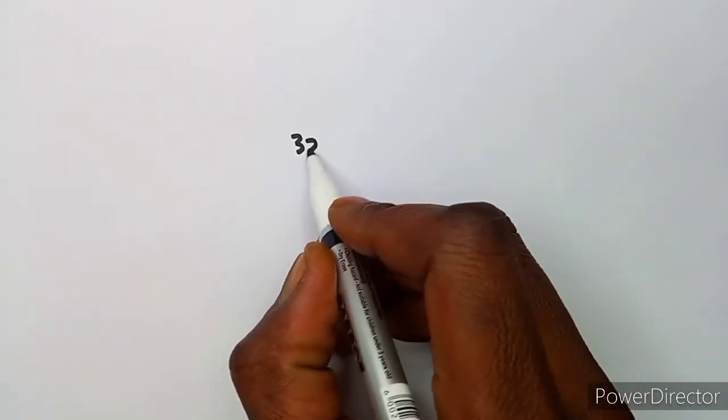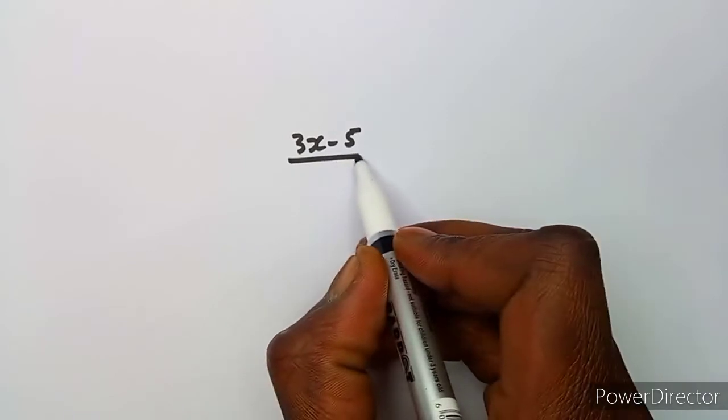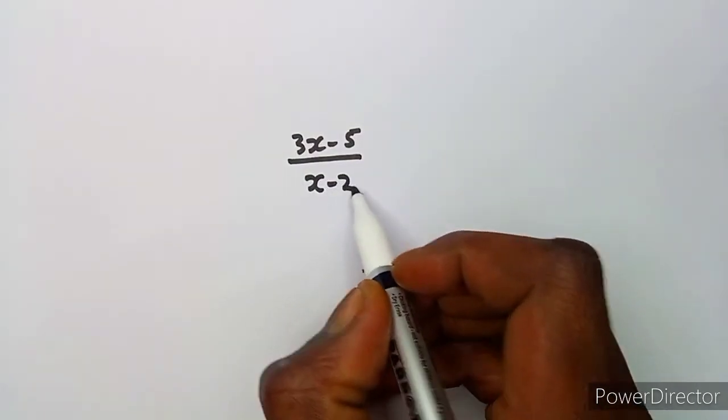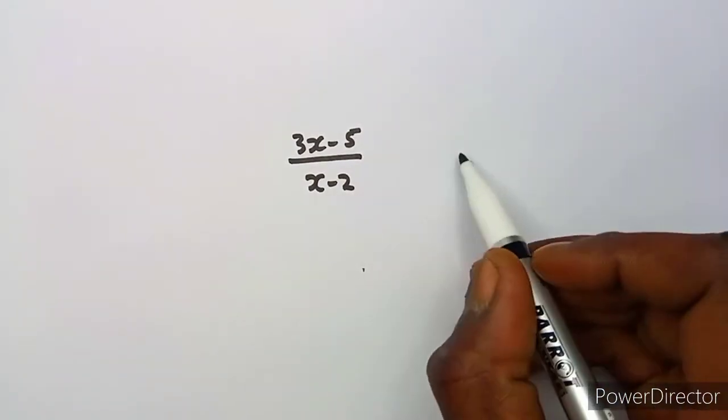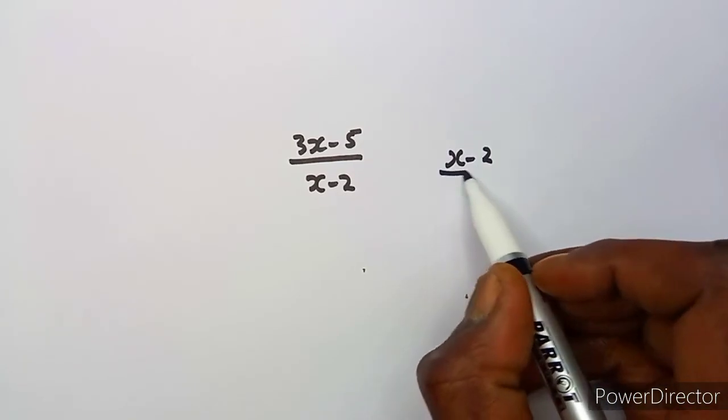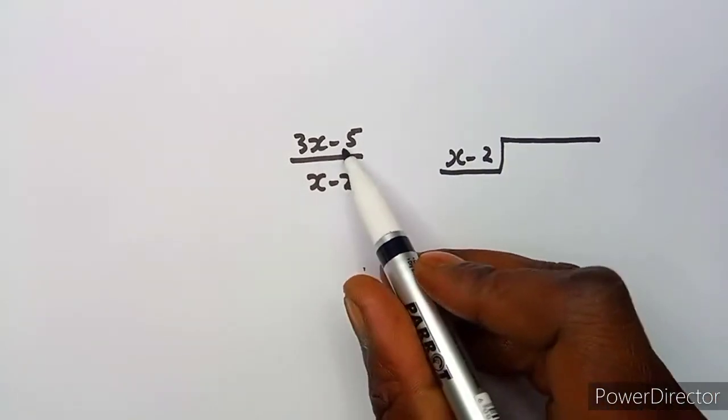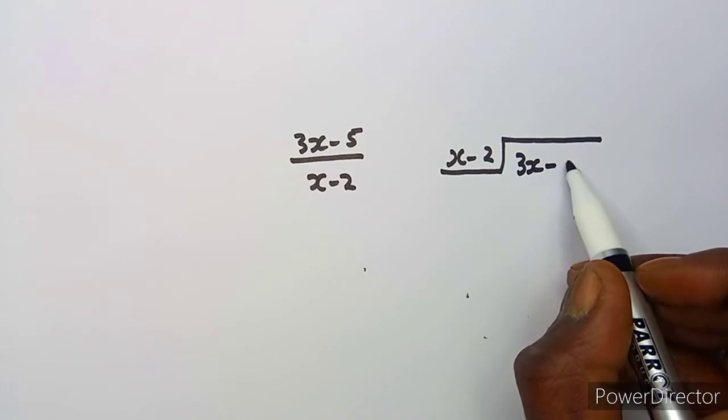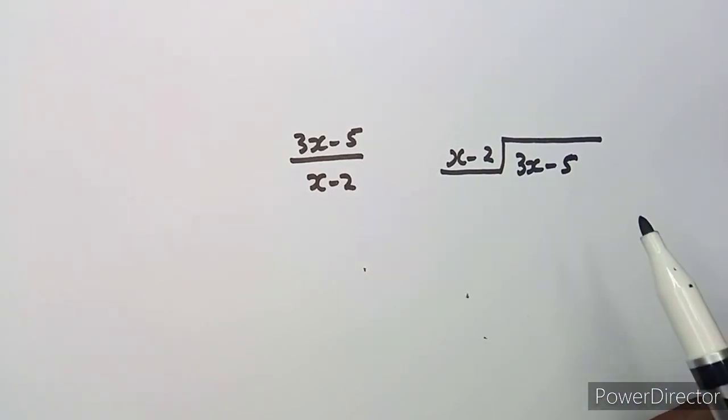So like I said, guys, the first thing for us to locate 1 over x, do long division. So we've got 3x minus 5 over x minus 2, like this. So using our long division, it's going to be x minus 2, which is into 3x minus 5. So this is 3x minus 5, like this. So this is how you divide, guys.